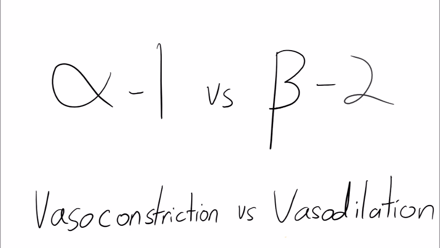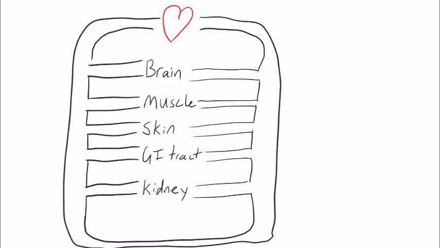Now, some of the more observant ones amongst you might have noticed that alpha-1 receptors cause vasoconstriction, while beta-2 receptors cause vasodilation, but both are associated with sympathetic stimulation. This is an apparent contradiction, but it makes sense when you think about it.